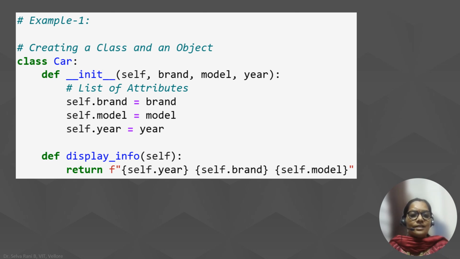And this class is having one method, display_info. So to define the method, the def keyword is used, and display_info is the method which takes self as the parameter, and it is going to return now the attributes or the properties of the class.